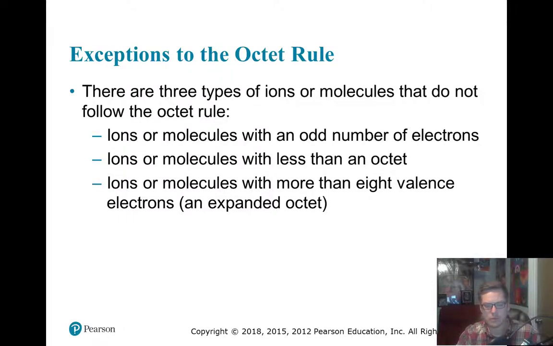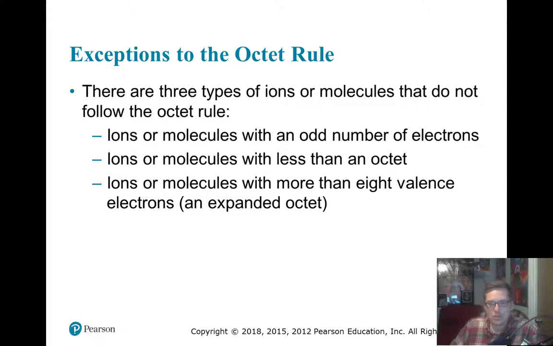So this is Chem 2, Unit 5. Last video of the Chapter 8 material, we're talking about exceptions to the octet rule and bond enthalpies and how to calculate enthalpies of reaction using bond enthalpies. Alright, so first of all, exceptions to the octet rule.